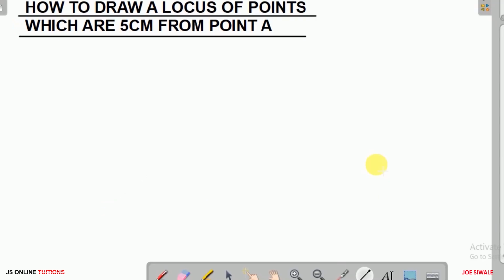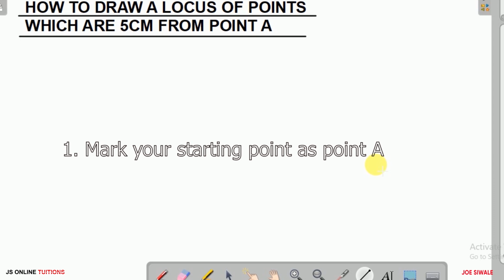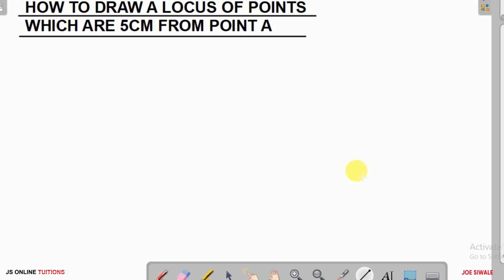We're now going to look at how to draw a locus of points which are 5 centimeters from point A. And for us to do that, we're going to look at 4 steps. So the first step, mark your starting point as point A. So we have marked our starting point as point A.